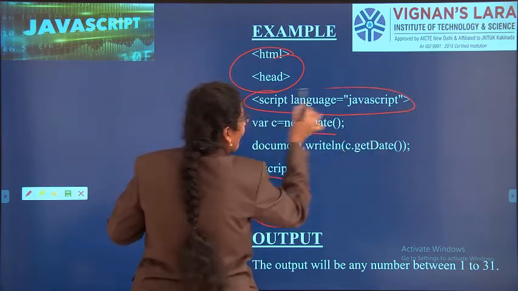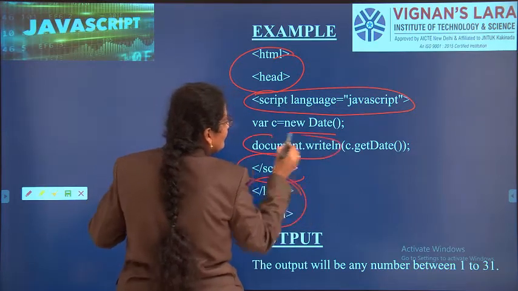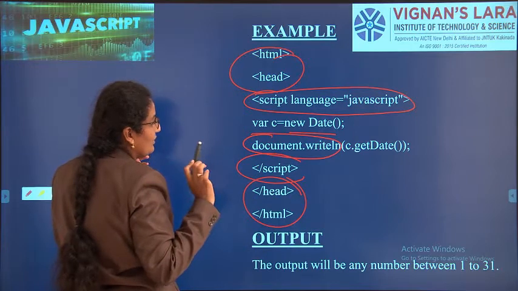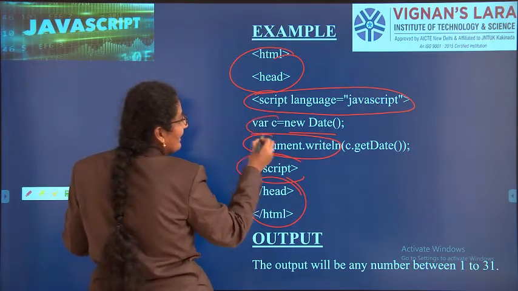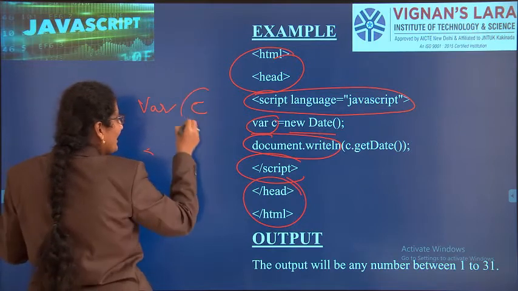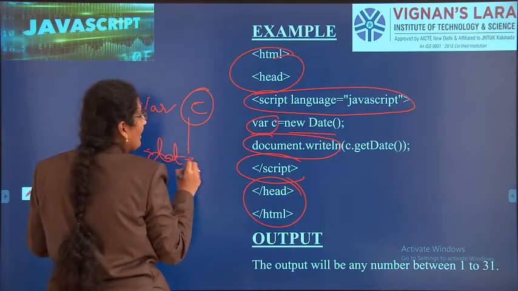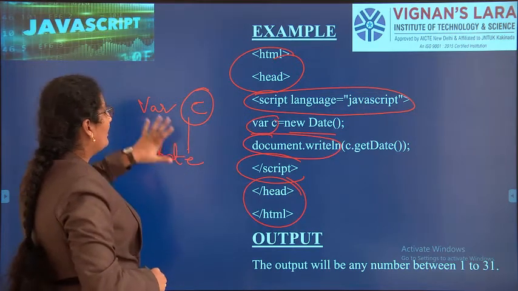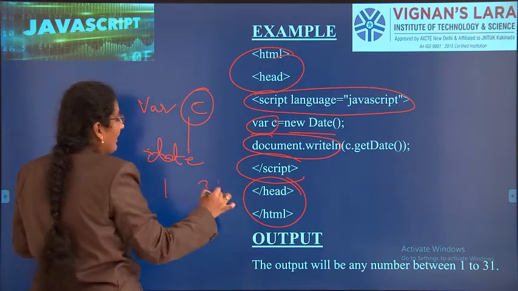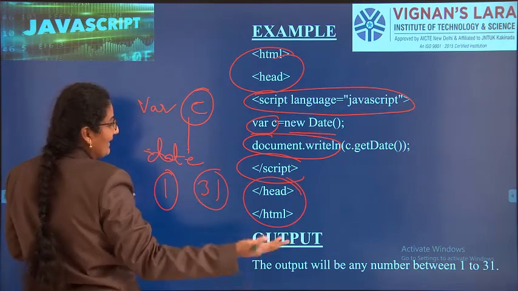Script language is JavaScript, you all know that. This document.writeln is used for printing the output statement, that also you know. Now I have declared the variable C. What is my variable name? Variable C. In this C, what did I want to store? I want to store date, from 1 to 31. Every month has a maximum from the 1st to the month end, 31st.